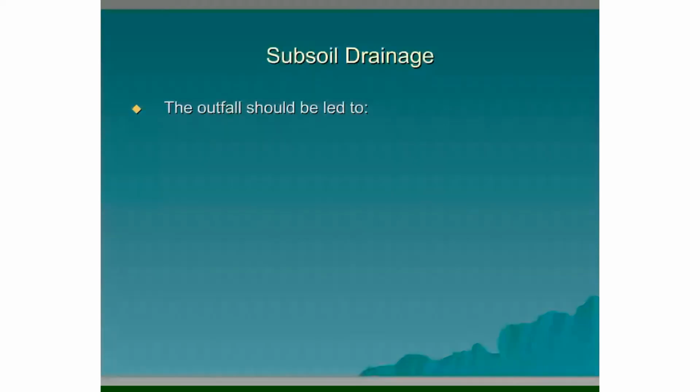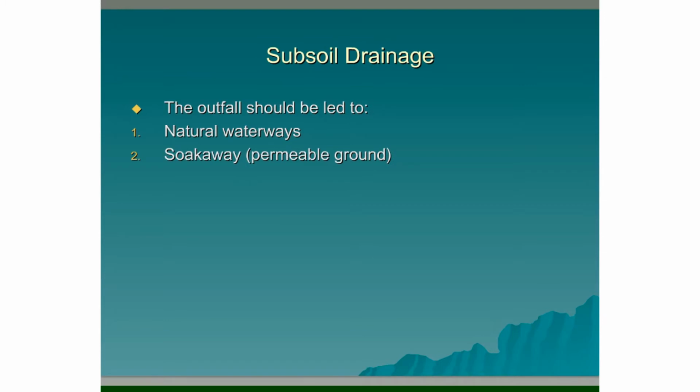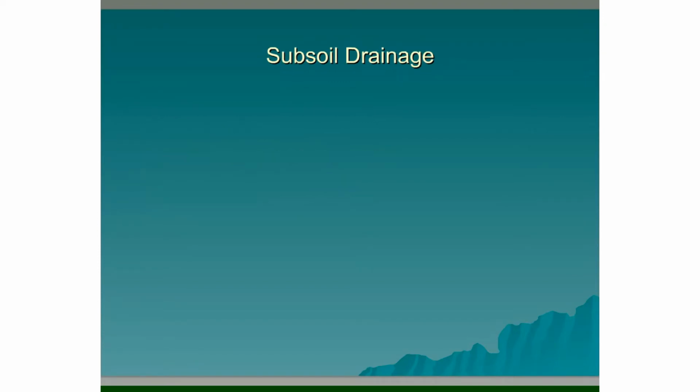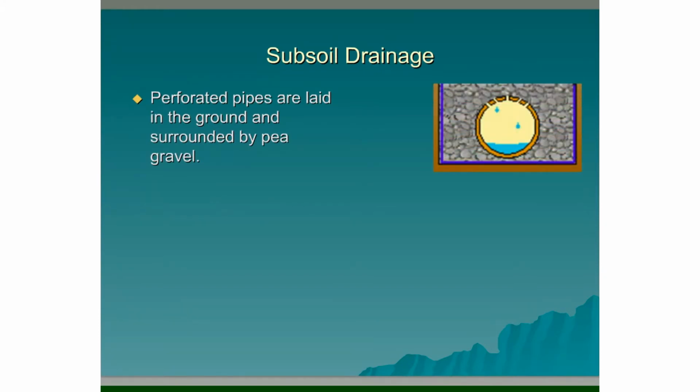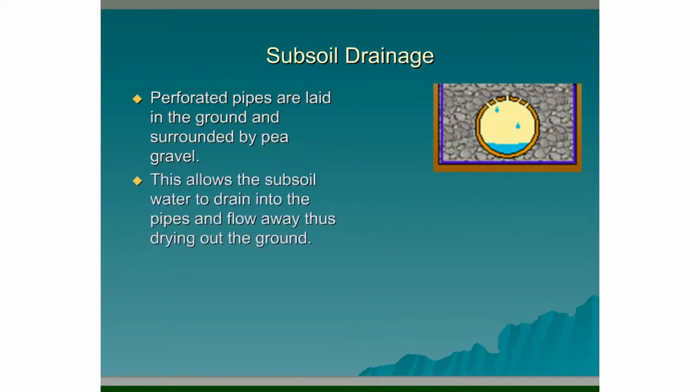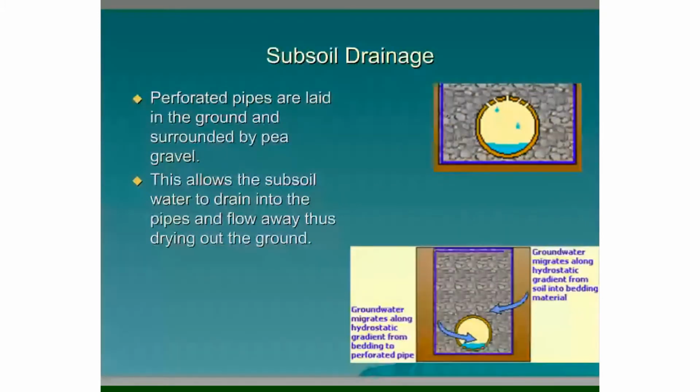The outfalls for subsoil drainage should lead to natural waterways, for example rivers and streams, a soakaway, which is constructed in some good permeable ground, or into wastewater drain system. Perforated pipes are laid in the ground and surrounded by pea gravel. This allows the subsoil water to drain into the pipes and flow away, thus drying out the ground. So the perforated pipes can have perforations on top or on the bottom, or sometimes all around.